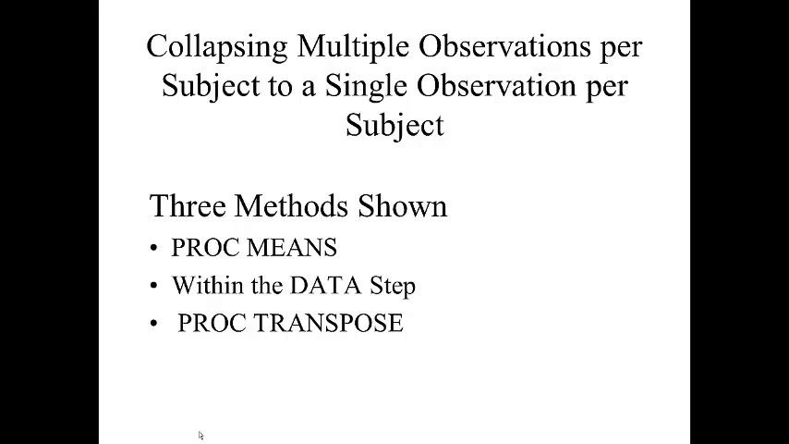To collapse multiple observations per subject to a single observation per subject, there are 3 possible methods that I'm going to be talking about. One method is using PROC MEANS, and so it's going to make use of the output statement that we talked about earlier this week. The second method is a method that I call within the data step. And the last method utilizes a SAS utility called PROC TRANSPOSE.